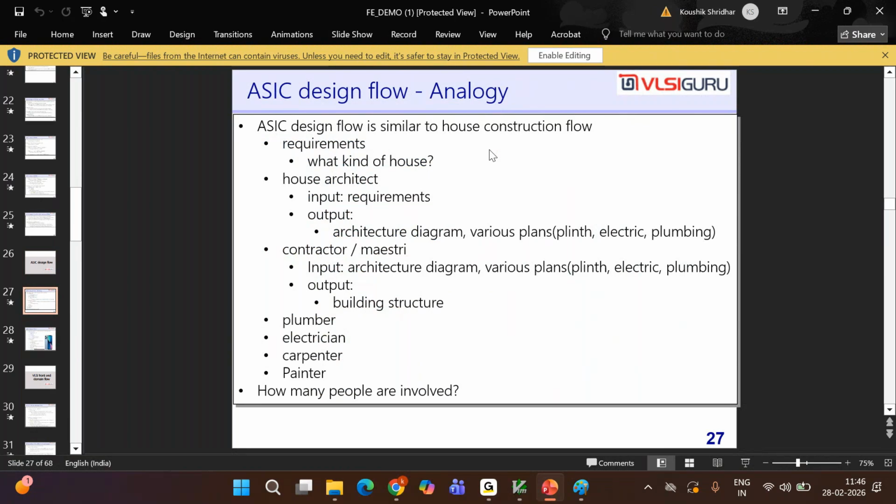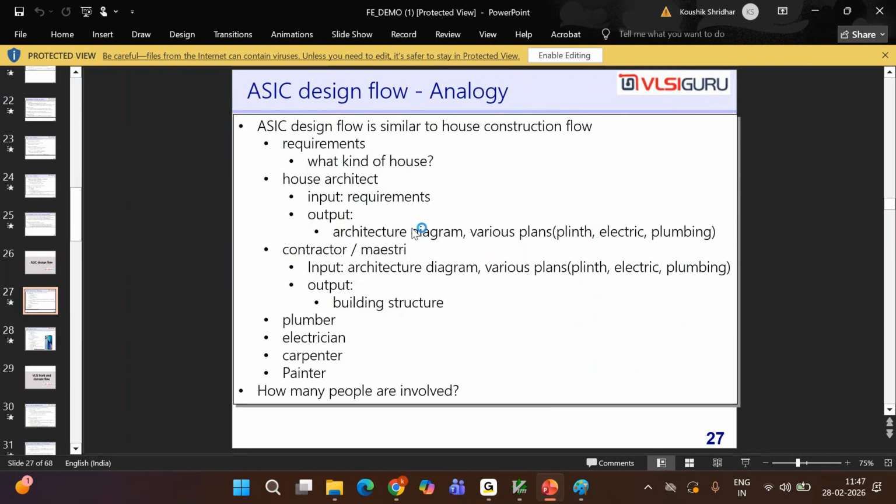Basically, you will provide your requirements to the architects. There will be house architects present. You'll tell them that you want 3 floors, each floor should have 2 BHKs, like the requirements you'll be giving. For the house architect, the input will be the requirements from the customers, that is the landowners. The output the architect gives is an architecture diagram with various plans like electrical outlets, how many floors are there, where the washroom, bedroom, and kitchen should come. The house architect will give you the plan.